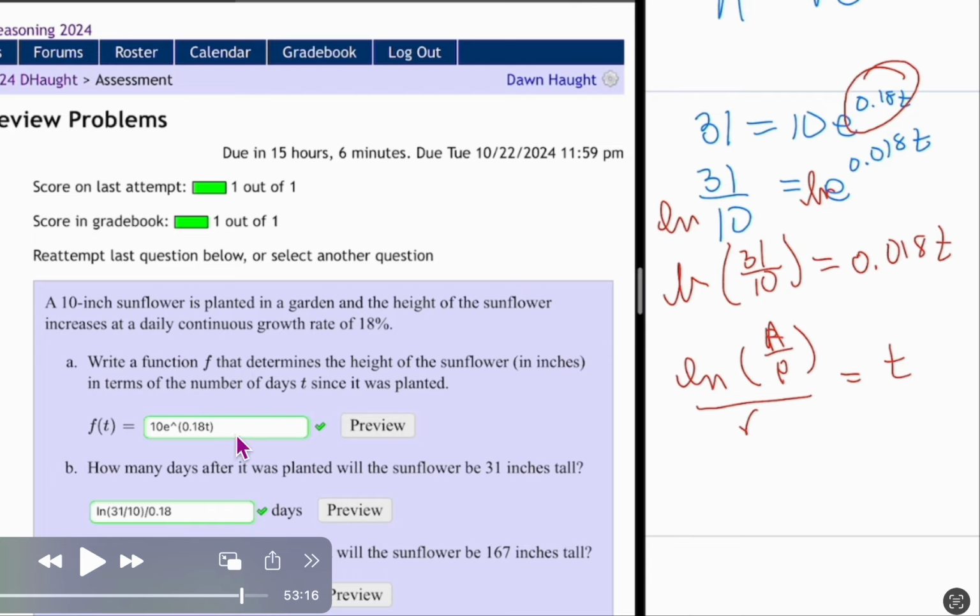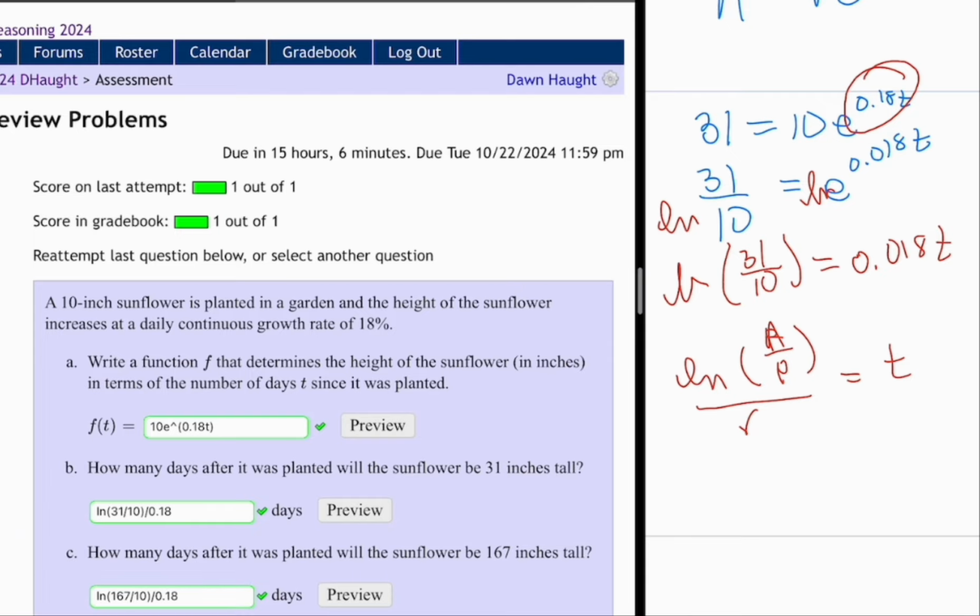Okay, so initially our formula for this: starting value, 10, times e, because it's continuous we have to use Pert, to a power of 0.18t. Okay, so that is my formula. So when will it be 31 inches tall? We have to know when the formula is equal to 31. And so you always end up doing this. It's always the natural log of the fraction, the final value divided by the start, so 31 divided by 10, all divided by the rate. So in this case, mine would be 0.18.